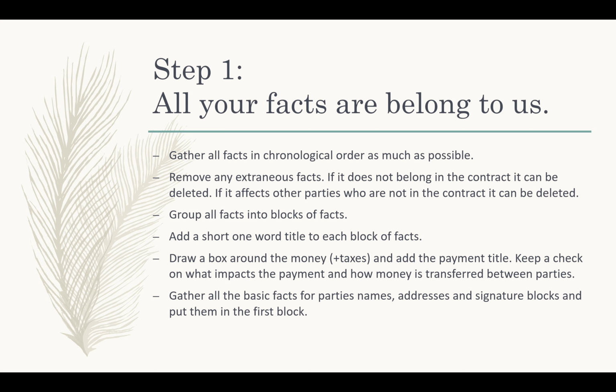Following that, I group all the facts into blocks of facts. So each block consists of a bunch of facts related to each other. For example, you can have a contract about selling some widgets, and the manufacturing part of the widgets is all grouped together. So you can do it that way. And then you just add a short one-word title to each block. So you have a bunch of different blocks, and you add a title to each block of facts. And then you draw a box around the money.